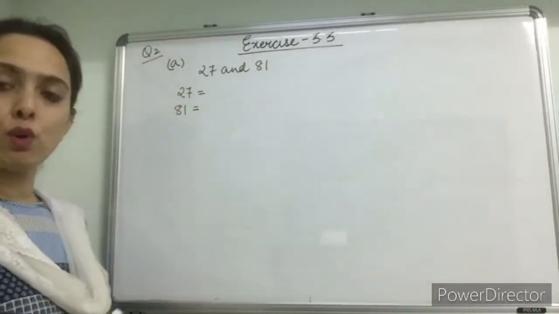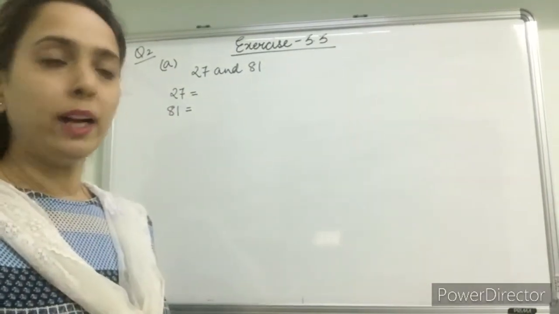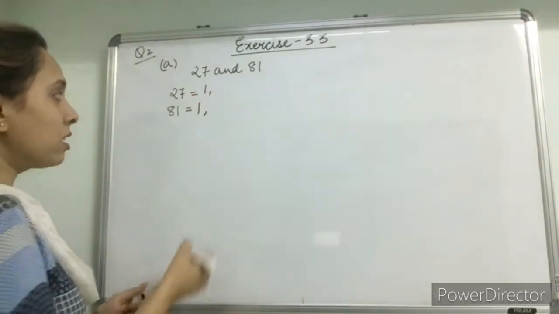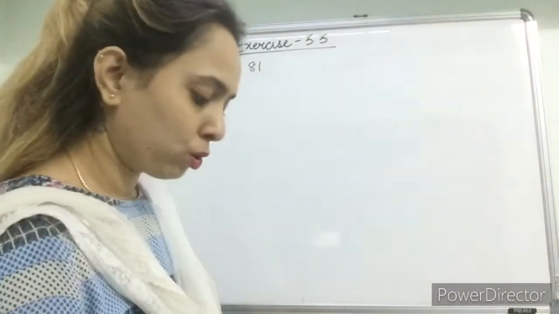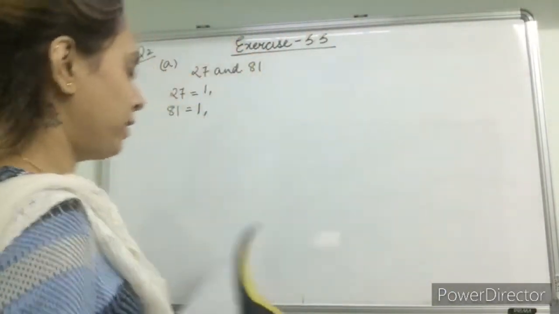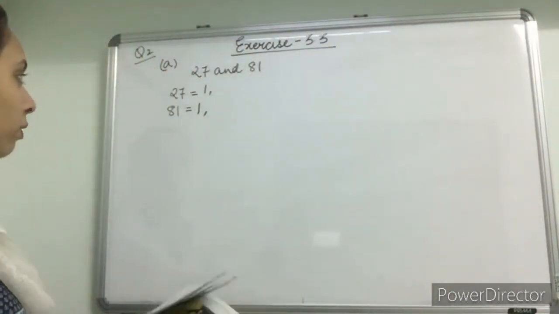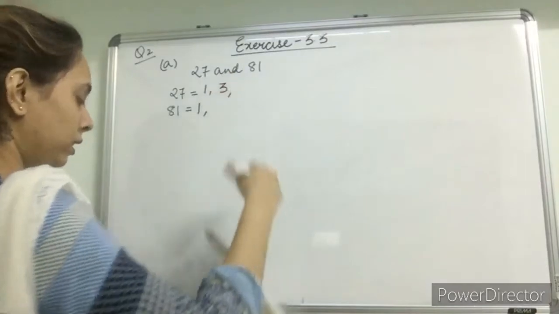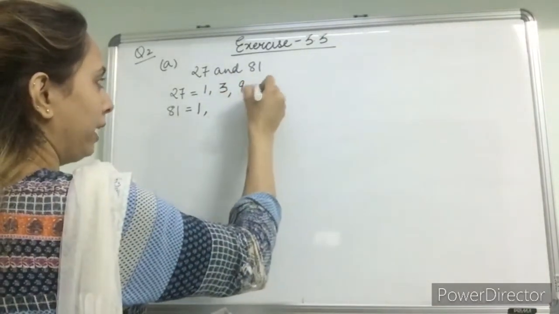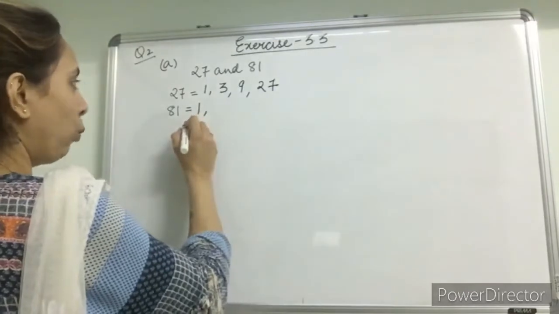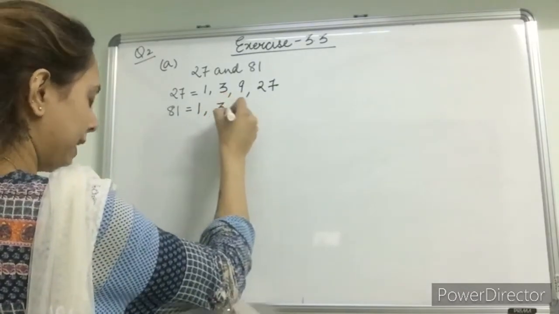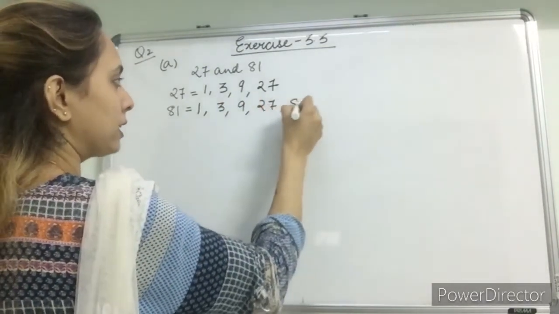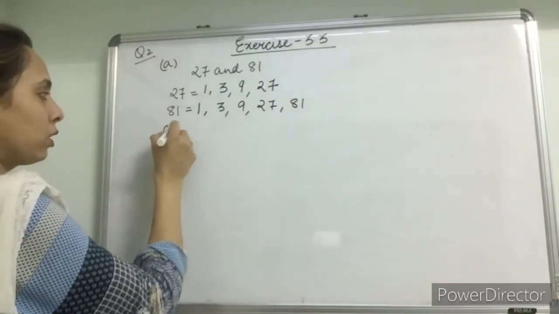We will write the factors for 27. As we all know, 1 is the factor of every number. So we will write like this. 27 is not divisible by 2, so 2 is not a factor of 27. Then 3, yes, 3 is a factor. Then we will have 9, then 27. And for 81, the last is 81. List out the common factors.